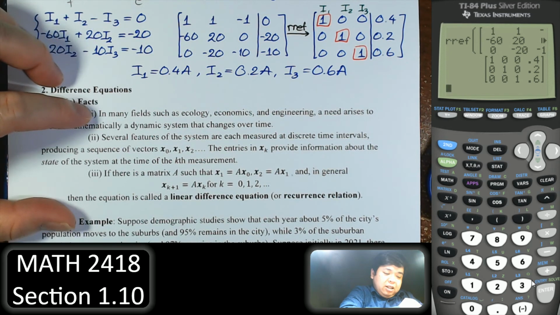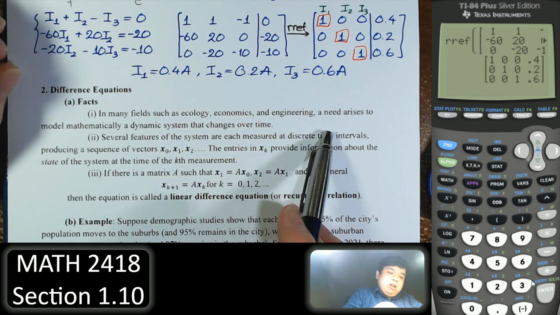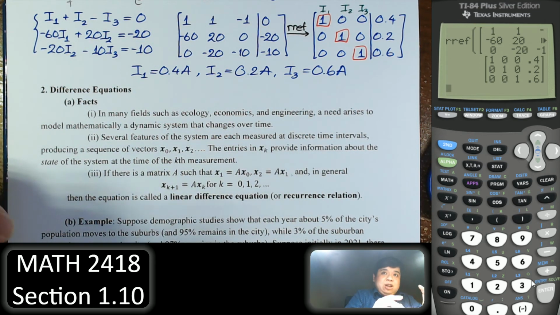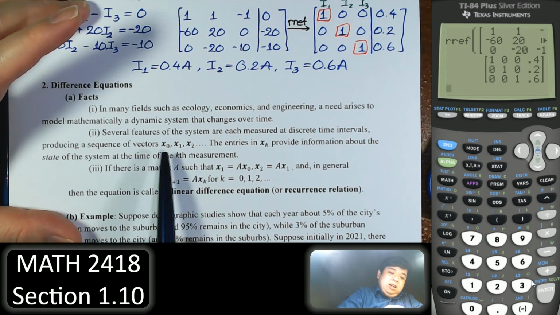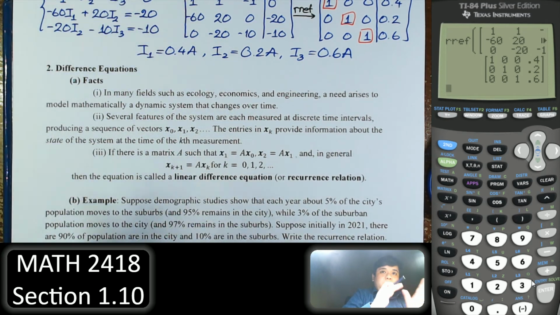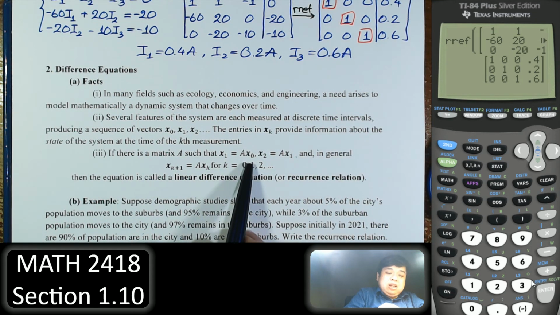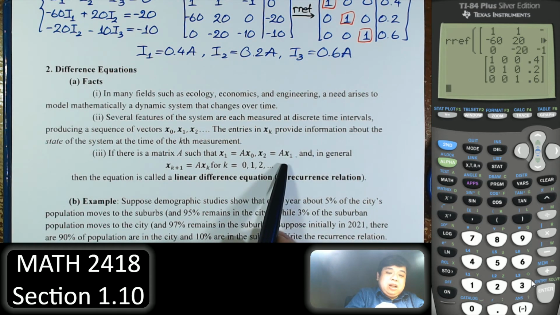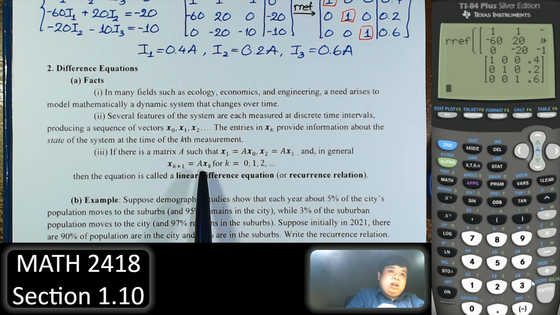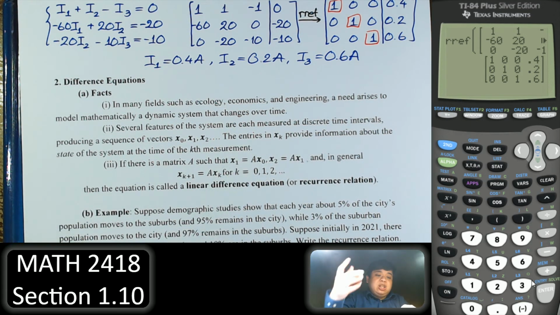So what we have is, in many fields we need to write the system that changes over time. Let's say we have x0, x1, x2 corresponding to different points in time, and there's a matrix A such that x1 is equal to A times x0, and x2 equals A times x1, and so on, x_{k+1} equals A times x_k. So to get from this one to the next, we just multiply a matrix to it, and we just keep doing that.